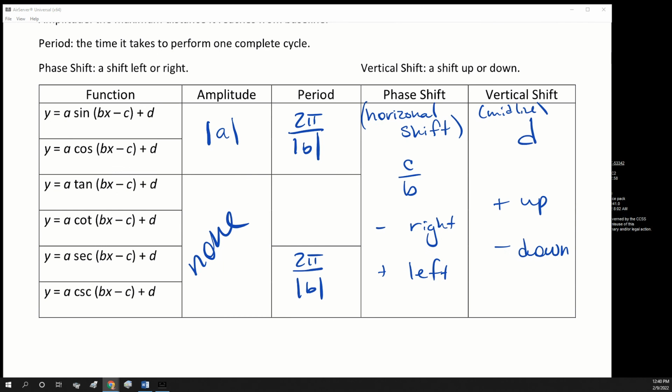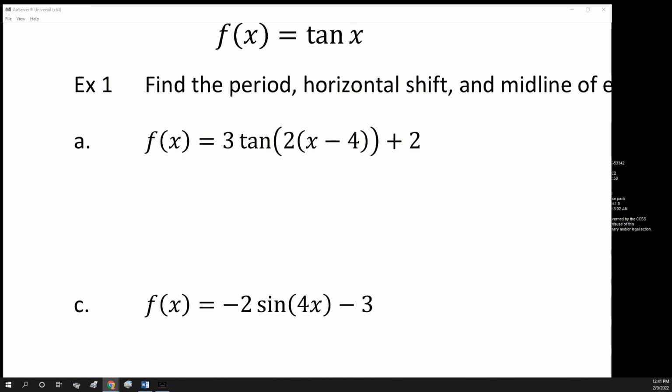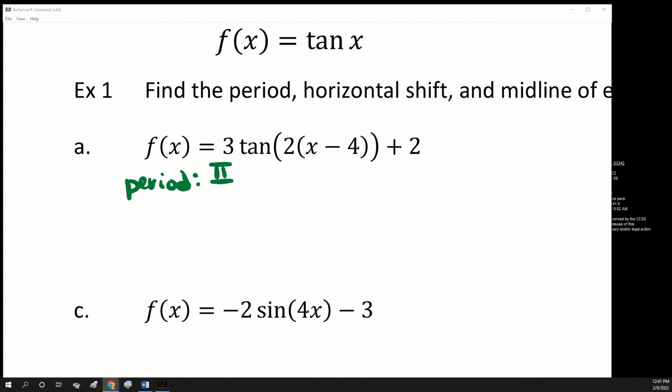So on your little half sheet, when we're doing the period of tangent and cotangent, it's pi over the absolute value of b. Sorry. Now they both have none for the amplitude, just like secant and cosecant. And the phase shift is still done the same way, or the horizontal shift, and the midline is still exactly the same. So the only thing that's different when we're doing these characteristics is the period. So on A, when we go to find the period, instead of doing 2 pi divided by the number multiplied by x, we do pi because it's tangent.